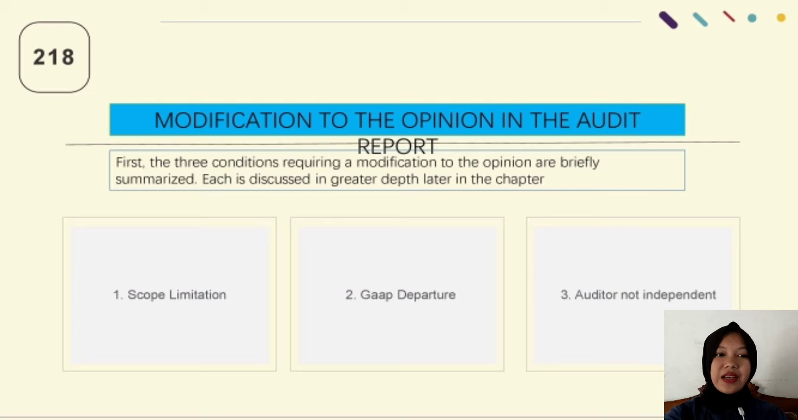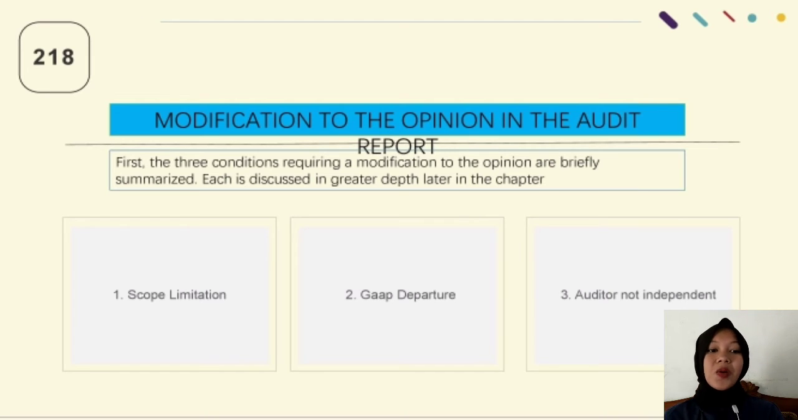And what is the second situation? The second situation is that the financial statements have not been prepared in accordance with generally accepted accounting principles, or GAAP. What is the example? For example, if the client insists on using replacement cost for fixed assets or values inventory at selling price rather than historical cost as required by generally accepted accounting principles, a departure from the unmodified opinion audit report is required.